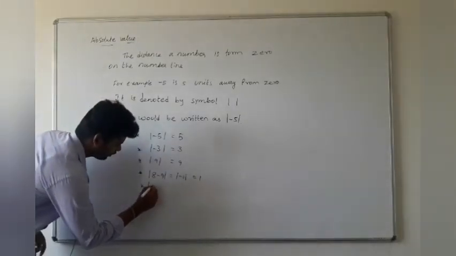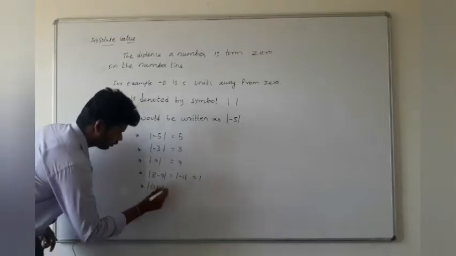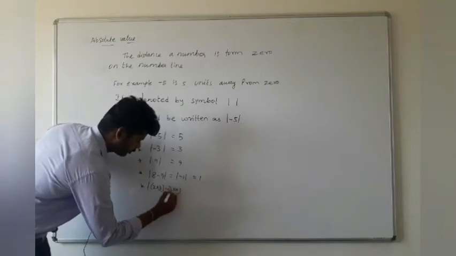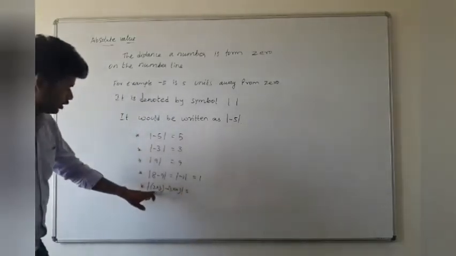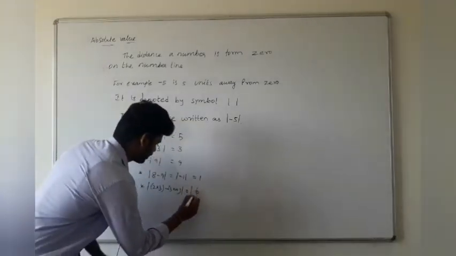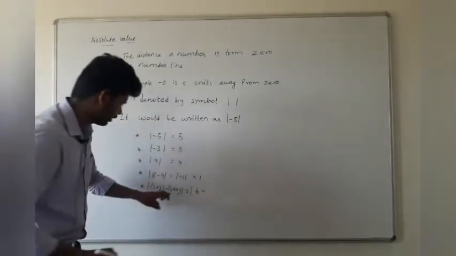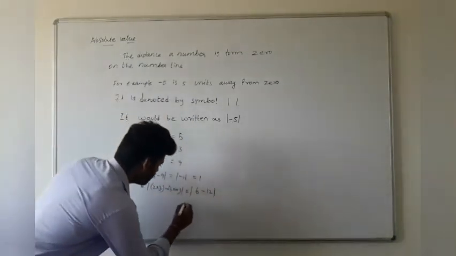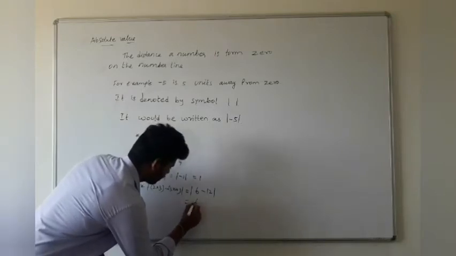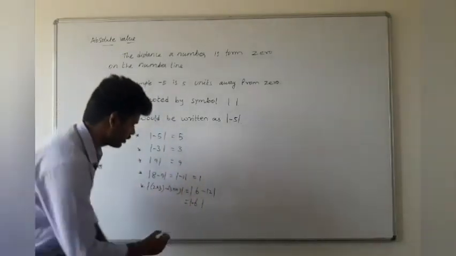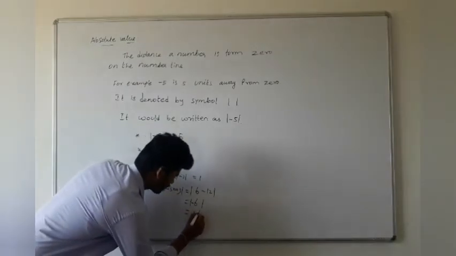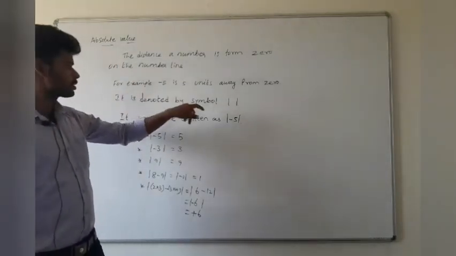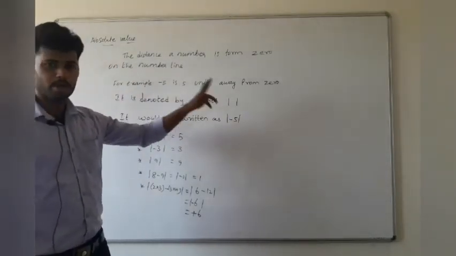Next one, 2 into 3 minus 3 into 4. You take modulus: 2 threes are 6. Here minus, 3 fours are 12. 6 minus 12 is minus 6. So minus 6, we take its value plus 6. That is absolute value. Any negative number, you take modulus. This is the modulus symbol, and a positive number comes.